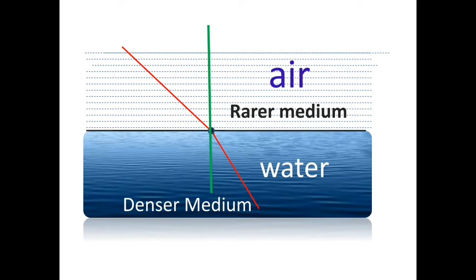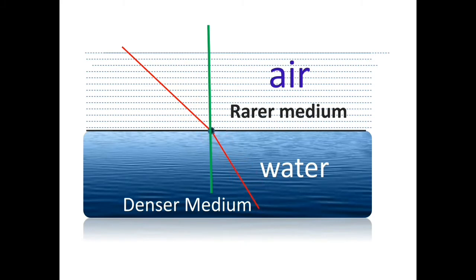Here we have two different mediums, air and water. Air has less density, so that is known as rarer medium, and water has more density, that is known as denser medium. You observe here, this is the incident ray and this is the refracted ray. This is the normal drawn at the point of incidence, and this is the interface between these two mediums. Here the light ray travels through the air and then into the water.